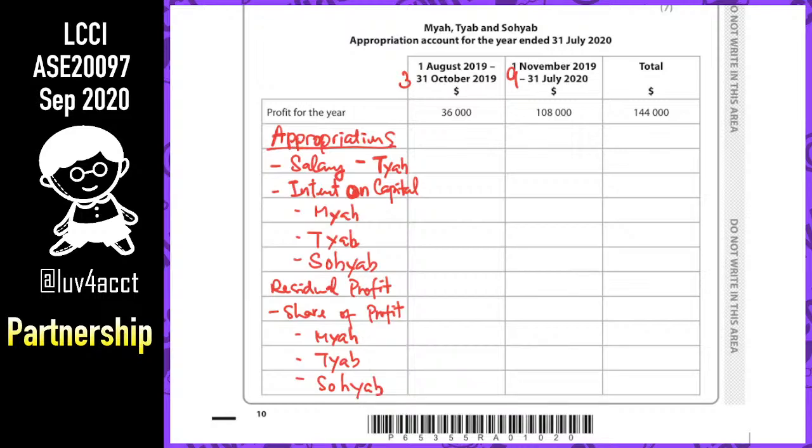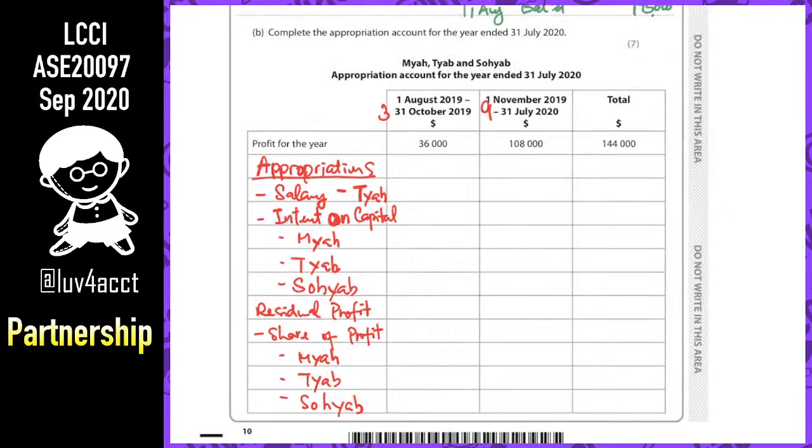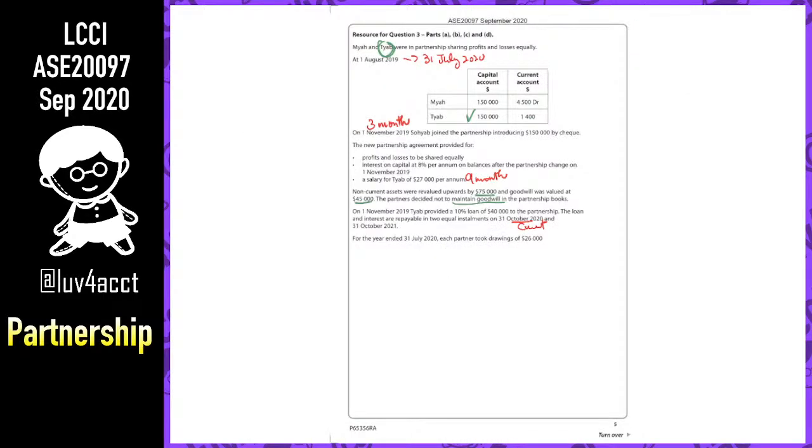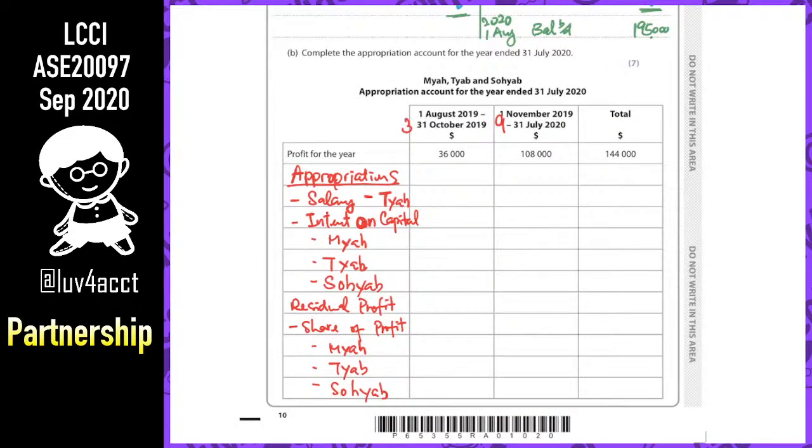Yes. So salary, let us go back. Salary for partner T, 27,000 per annum. Remember to scale it down to 9 months. That would be 20,250, negative. So nothing for the old partnership.